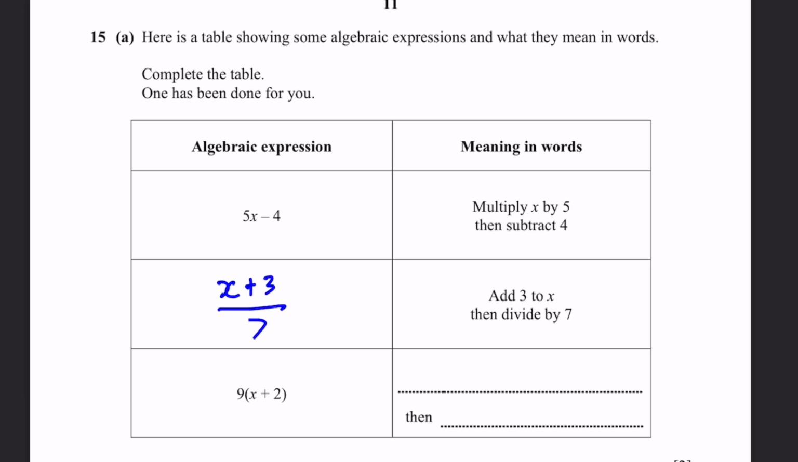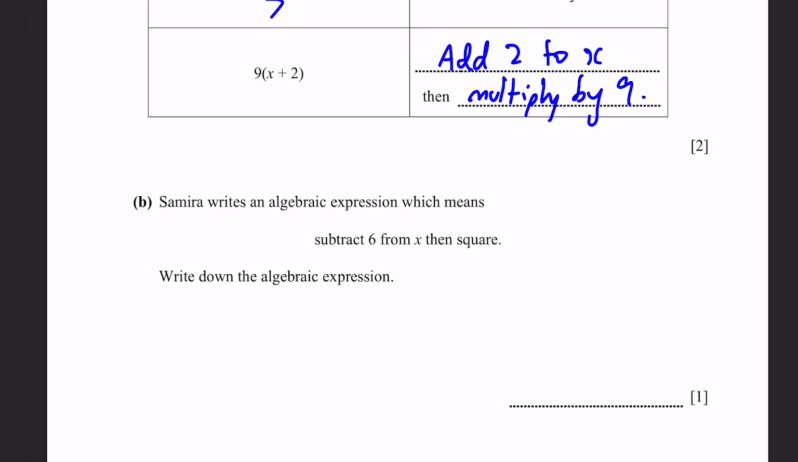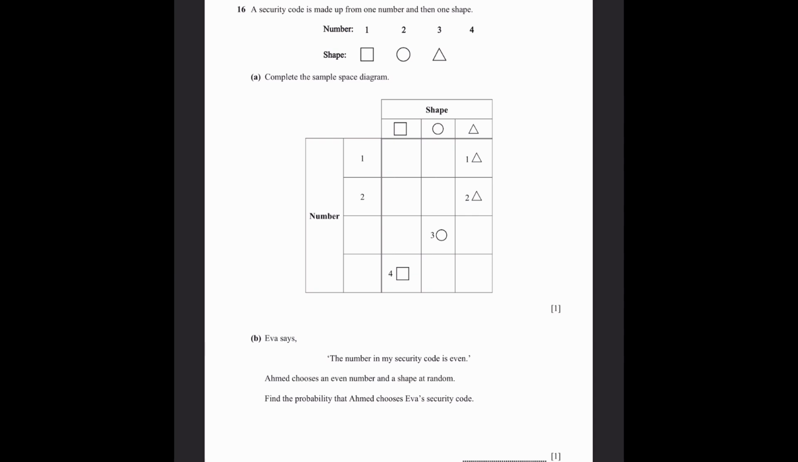9 into x plus 2. It means x plus 2 multiplied by 9. That means add 2 to x, then multiply by 9. B. Write the algebraic expression, which means subtract 6 from x, then square. Write down the algebraic expression. Subtract 6 from x means x minus 6. And then we need to square the whole thing, so x minus 6 the whole squared. That's the answer.